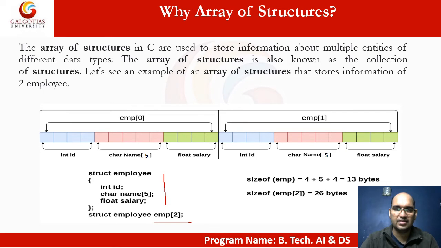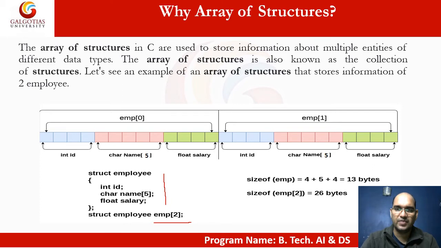You can see the example over here. Suppose this is emp[0]. In emp[0], we are using 4 bytes for the integer id, then 5 characters for name, and then 4 bytes for the salary. This is what is happening with the employee at index 0. Same with the employee at index 1: we have used 4 bytes for the integer, then 5 bytes for name, and then 4 bytes for salary, which is of float type.